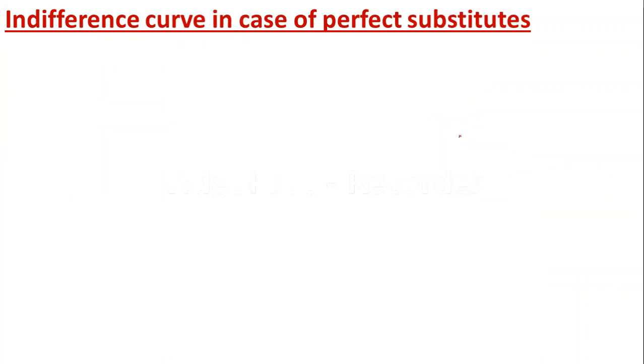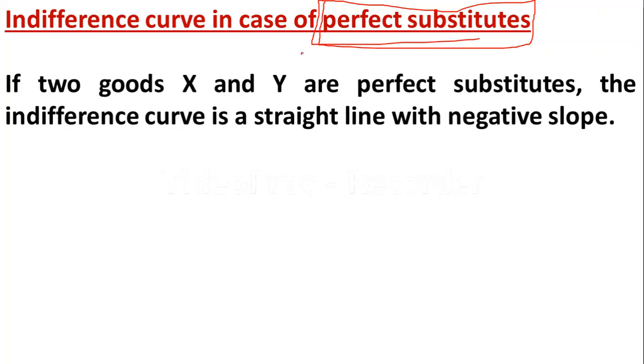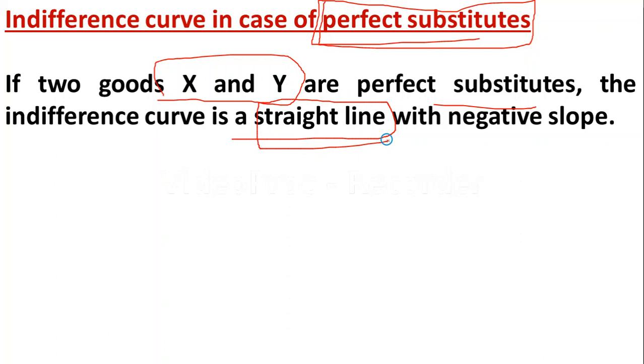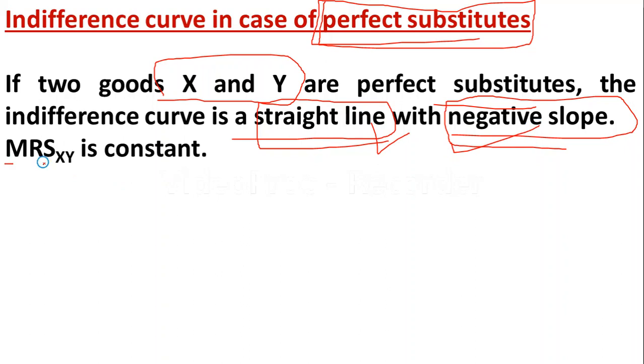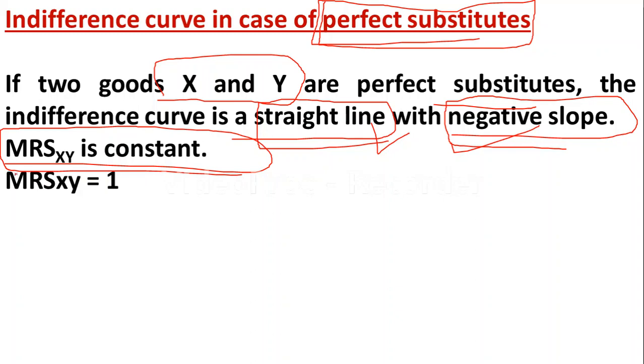Next let us see the indifference curve in the case of some goods. First, the indifference curve in the case of perfect substitutes. If two goods, let us take X and Y, are perfect substitutes, the indifference curve is a straight line with negative slope. Here MRSXY will be constant, and the value will be 1.